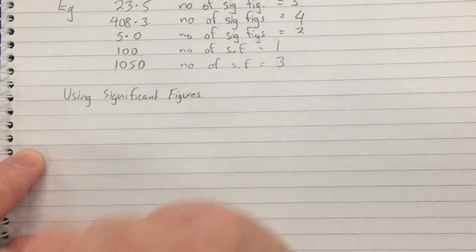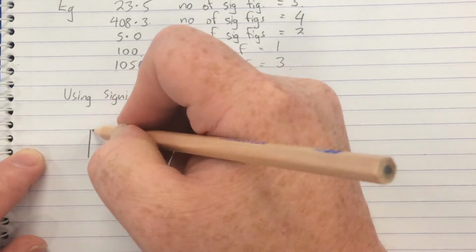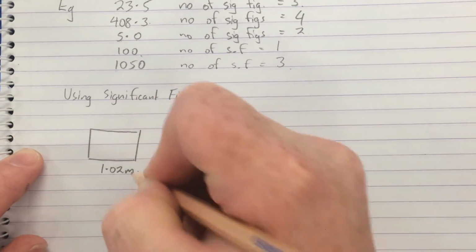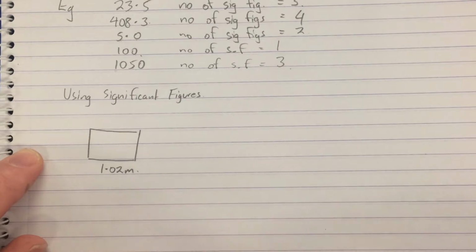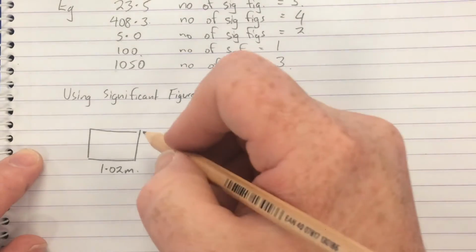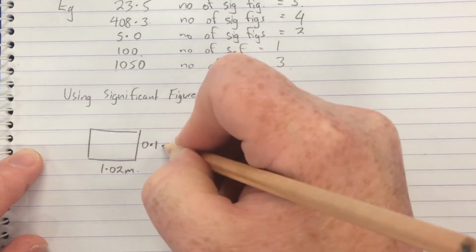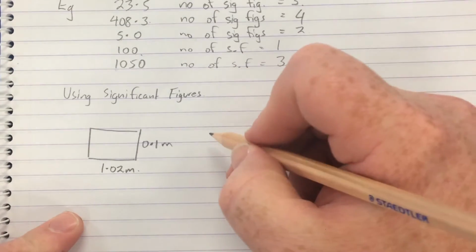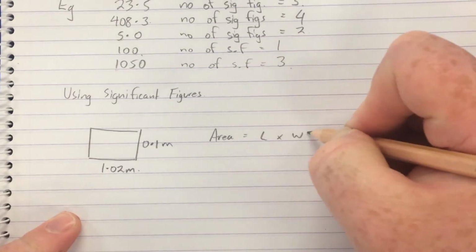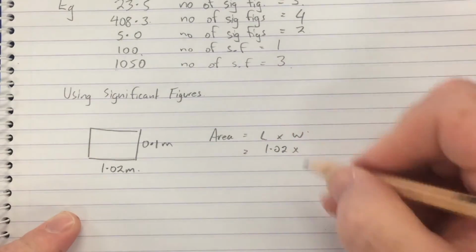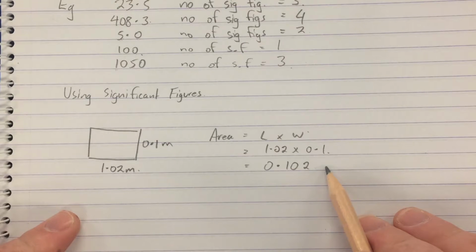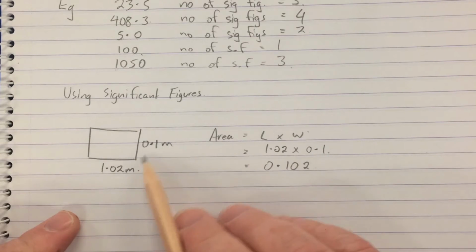For example, if we wanted to calculate the area of a rectangle that's given as 1.02 meters long by 0.1 meters wide, we just calculate our area, length times width, 1.02 times 0.1, and we'd get 0.102. But what we need to do is consider how many significant figures were given in each of these two values.